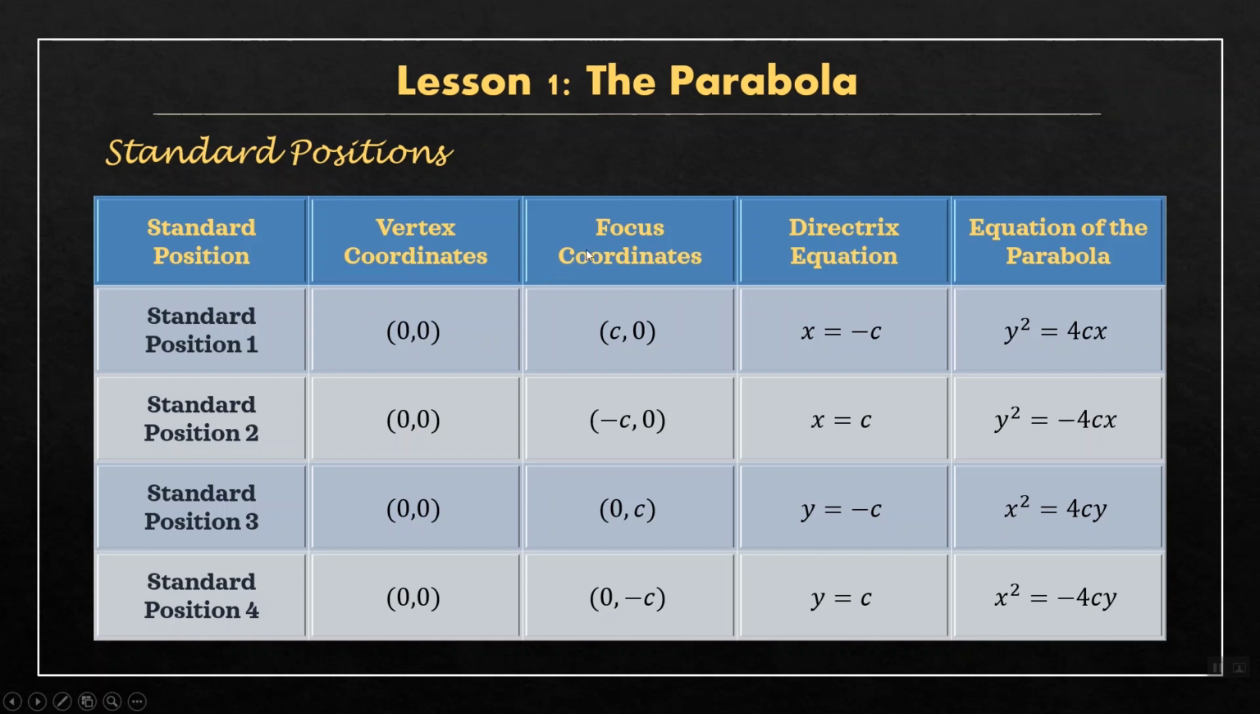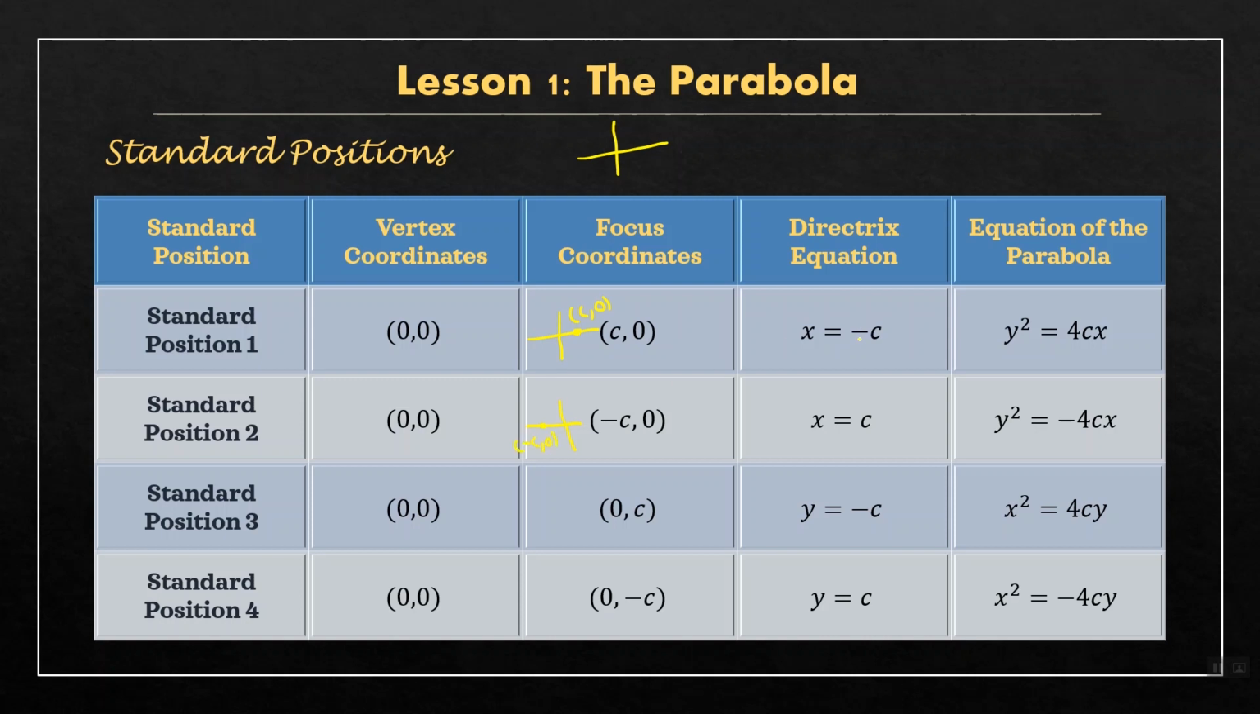The focus here was c and 0, here it was minus c and 0. So we had minus c here and we had c here. So the focus was on the positive x-axis and there on the negative x-axis. Remember, if the standard position is the first standard position, then the focus is here, so it is c and 0. But if it was in the second standard position, the focus is here, so it is minus c and 0.